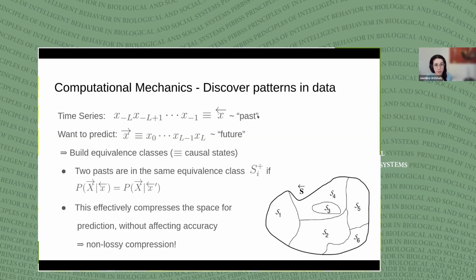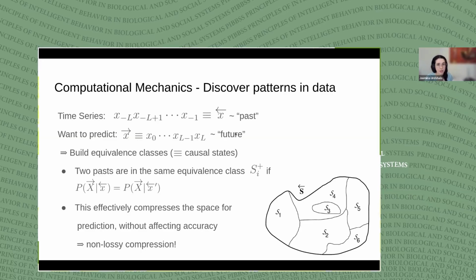That is to differentiate it from that which we usually want to predict, which is the future, and that can be a single symbol of what comes next, or a full string of symbols of what comes next. We usually denote that with a forward facing arrow for the future.